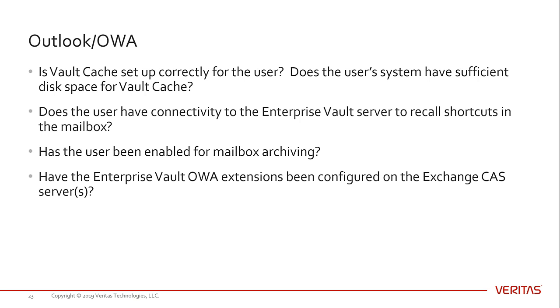Outlook OWA. Is Vault Cache set up correctly for the user? Does the user system have sufficient disk space for Vault Cache? Does the user have connectivity to the Enterprise Vault server to recall shortcuts in the mailbox? Has the user been enabled for mailbox archiving? Have the Enterprise Vault OWA extensions been configured on the Exchange CAS server?